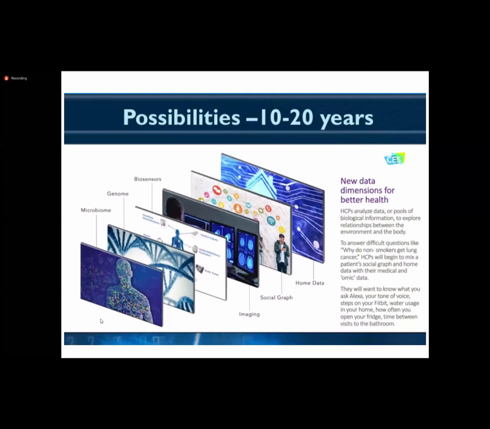And within 10 to 20 years, basically, when the new data dimensions for better health come, they will help to answer difficult questions like why do non-smokers get lung cancers, and HPCs will be brought to mix with the patients, the social graphs, the home data, and other medical omics. That means some basic habits of humans are not giving the disease, but some patients have the same disease without having these kinds of habits. So what kind of DNA of these pathologies or microbes are working in the background of each and every pathology? AI kind of equipment will give a better result or better view on this.